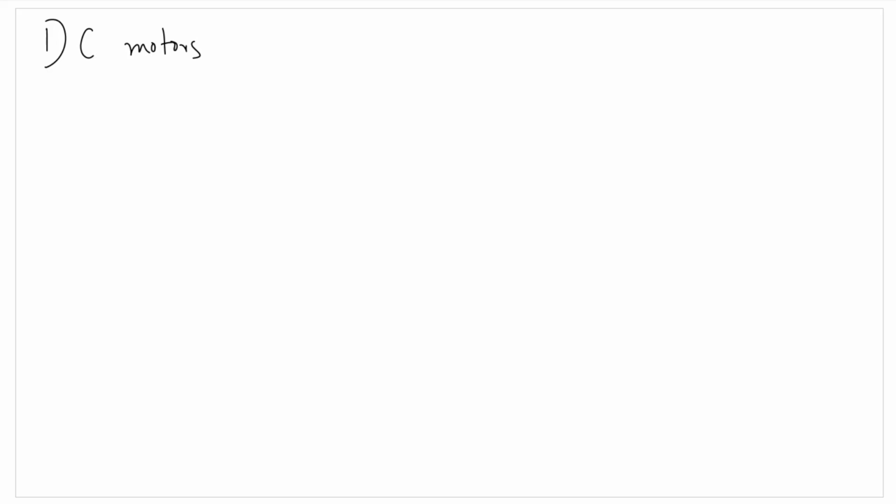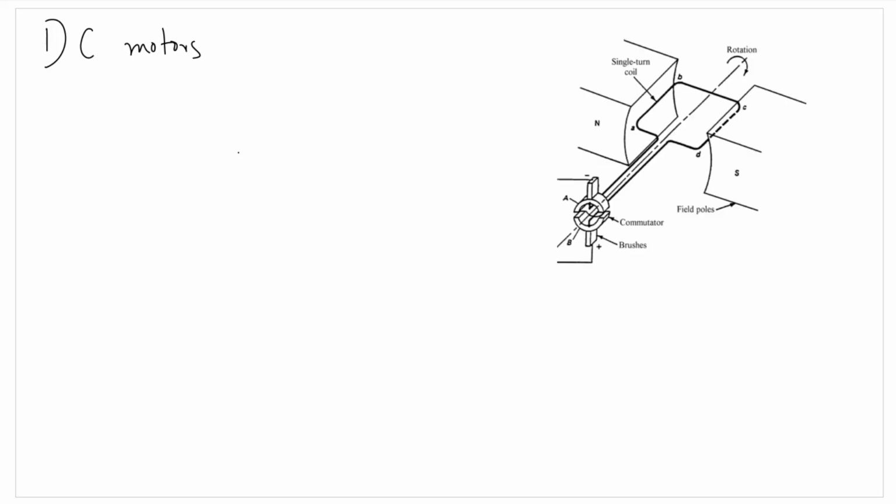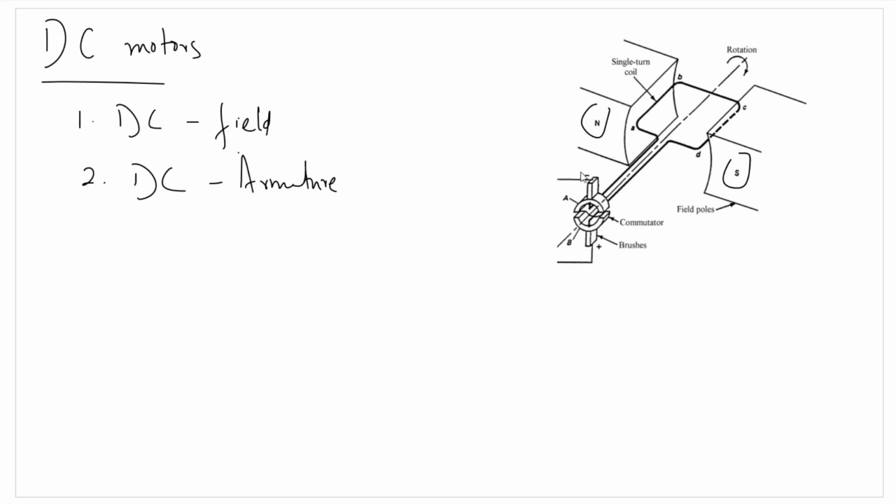Assume the same circuit diagram. Now, in the case of a DC motor, we are supplying DC voltage to the field winding as well as DC voltage to the armature winding. The field windings will produce a north pole and a south pole as shown here, and in this case we will be supplying the armature with DC voltage as well.